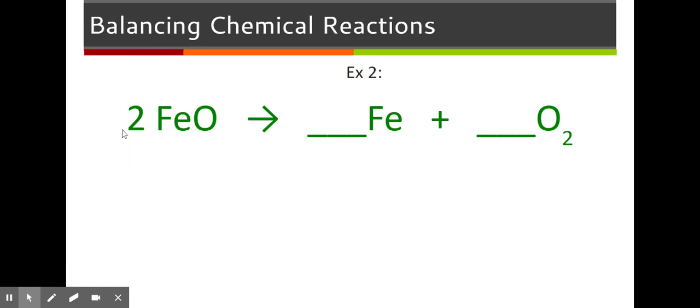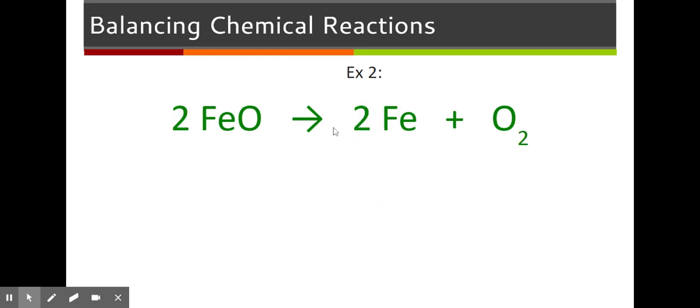Remember, because this is a coefficient, that I have to distribute the 2 to iron and oxygen. So now my oxygen on the left-hand side matches my oxygen on the right-hand side, but iron on the right-hand side, the product side, it's out of whack. So what do I have to place here to match up this side with this side? Perfect. You're just going to place another 2 there. And now you're done. You have 2 iron atoms on both sides and 2 oxygen atoms on both sides.